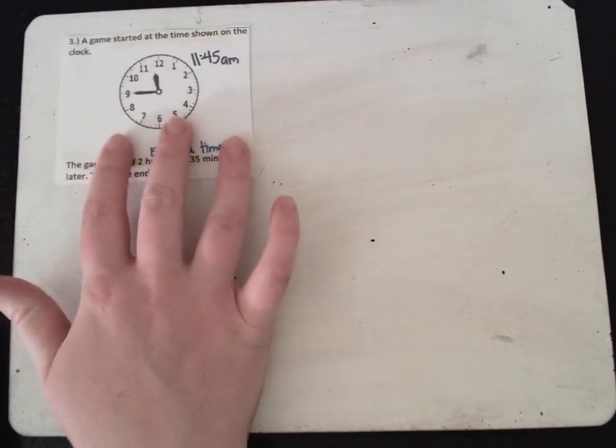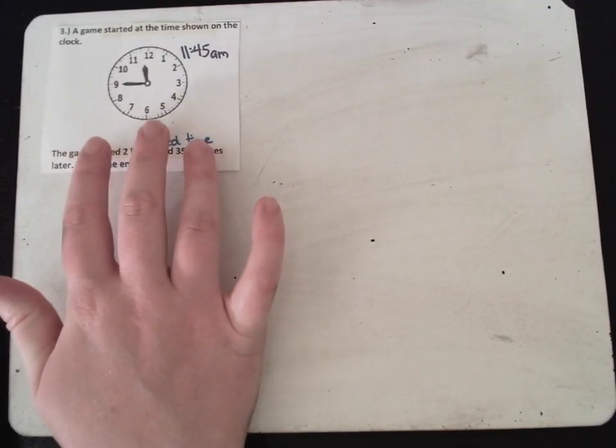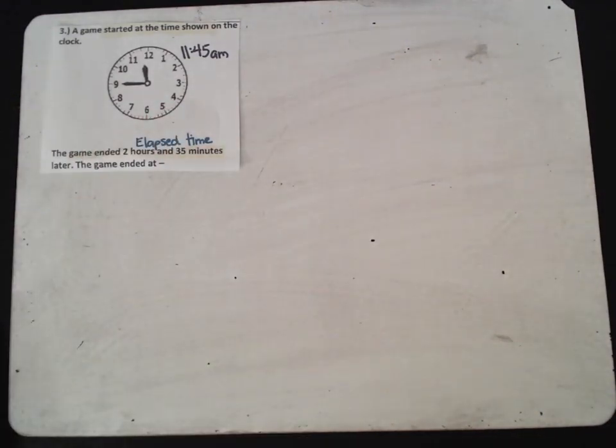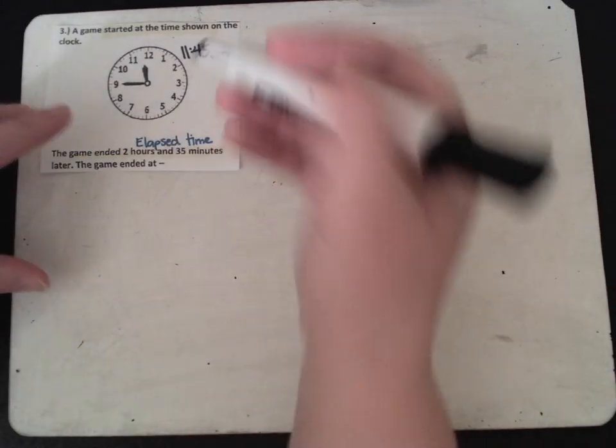Now we're going to look at this question. A game started at the time shown on the clock. The time shown on the clock is 11:45. The game ended 2 hours and 35 minutes later. So your job is to find what time the game ended. So let's write what we know.